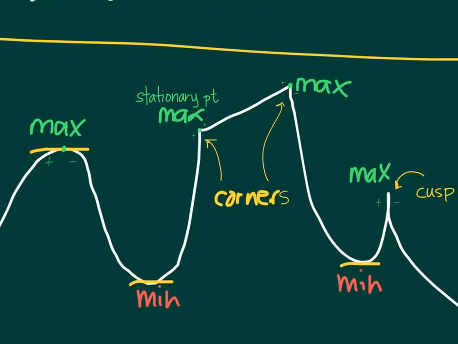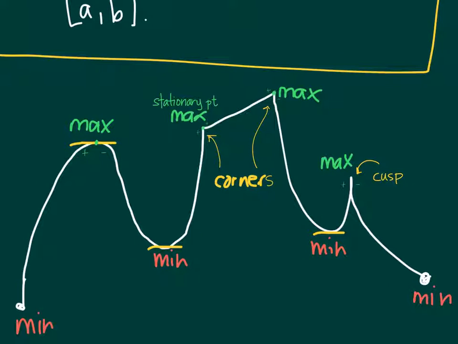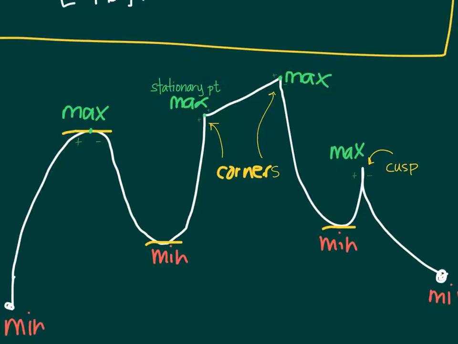Other than that, all of the maxes have the thing in common where they're changing from a plus to a minus. That is what identifies a max. Stationary point, right. Okay, so then let's look at our different minimums.